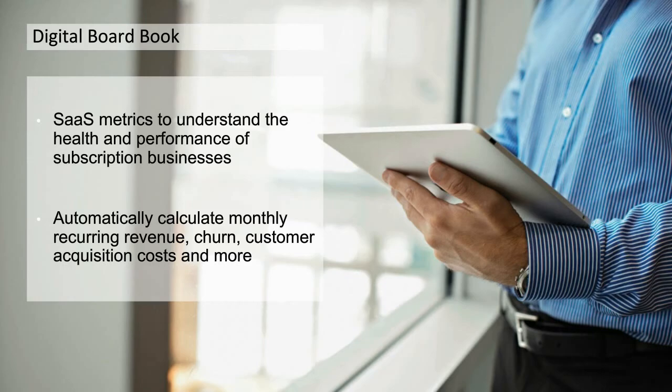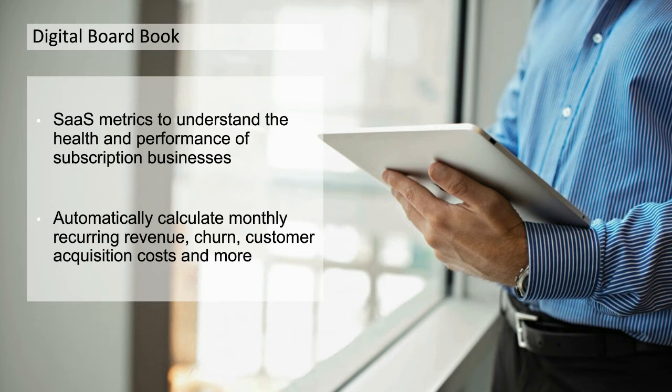So with our digital board book, you're able to see the SaaS metrics, just understand the health and performance of your subscription business. The beautiful thing here is it becomes a sense of shared consciousness that everyone in the company is seeing the same data, and then decision-making becomes even more fluid because we'll allow you to automatically calculate some of the 5 C's that are out there: monthly recurring revenue, MRR, churn, customer acquisition costs, and much, much more.